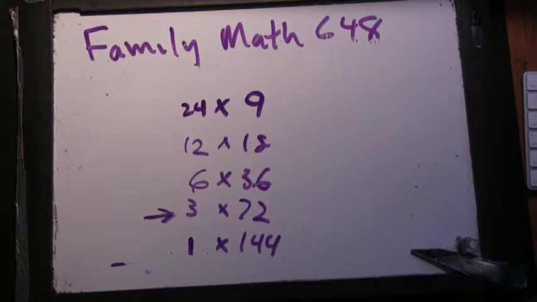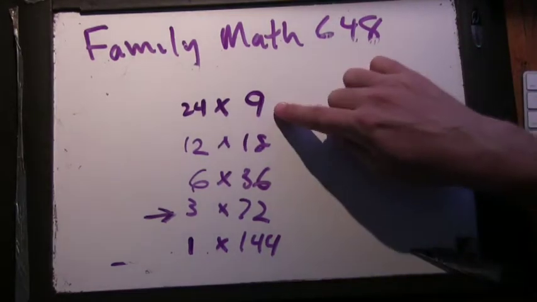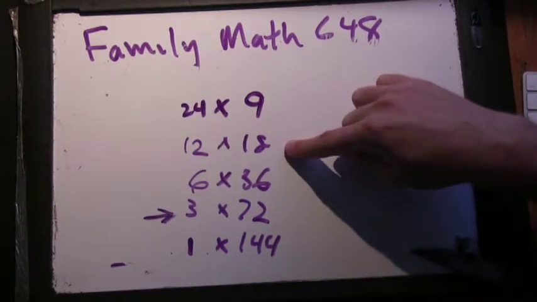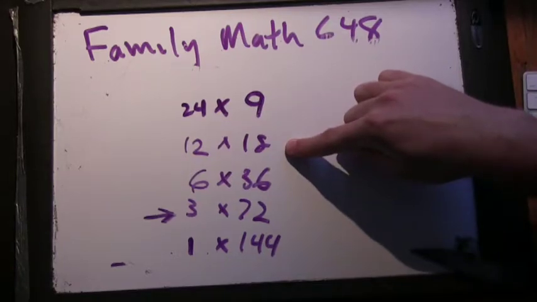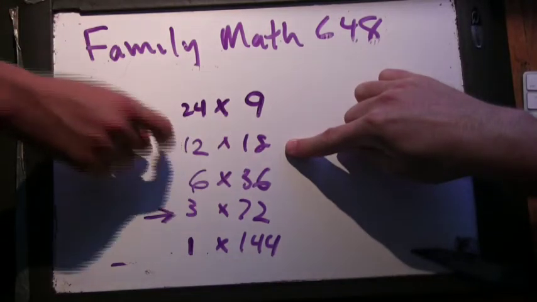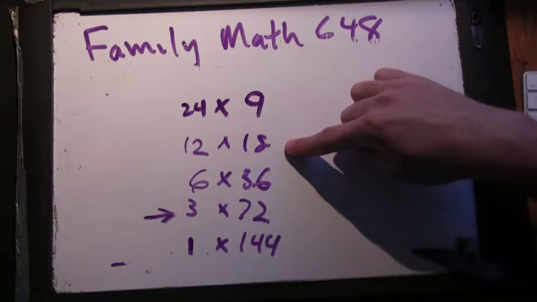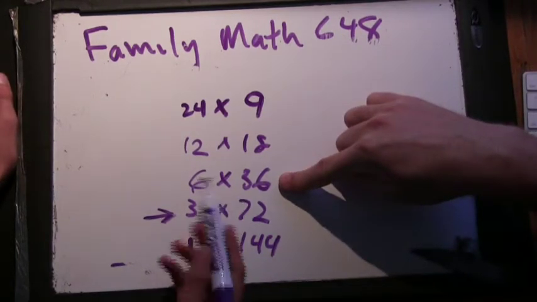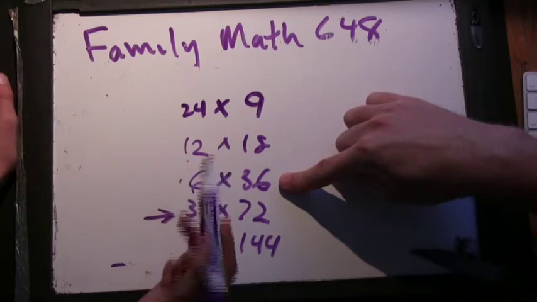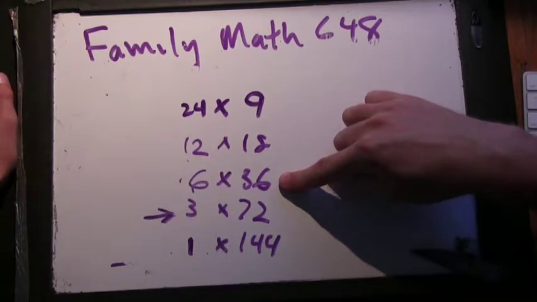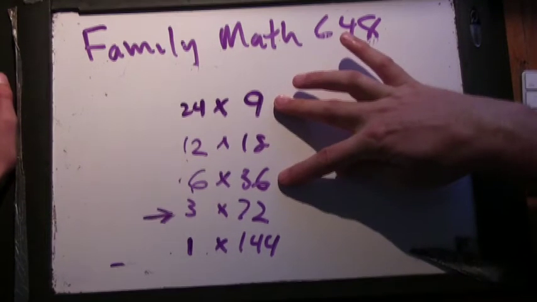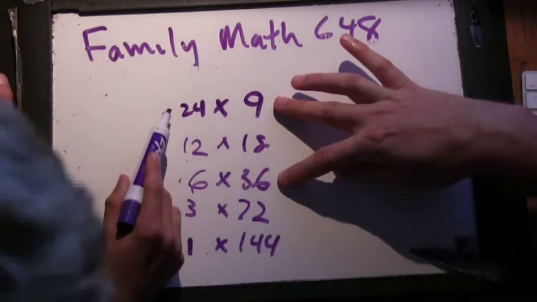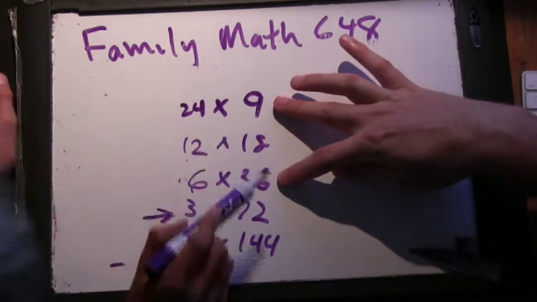All right, so let's walk down the rows here. 24 times 9. How does that relate to 12 times 18? It's the same, because you doubled this and halved that. All right, now your turn. 12 times 18. How does that relate to 6 times 36? It's the same because you're dividing by 2, multiplying by 2. And how does that relate to 24 times 9 then? Well, they're still the same. You're dividing by 4, multiplying by 4.